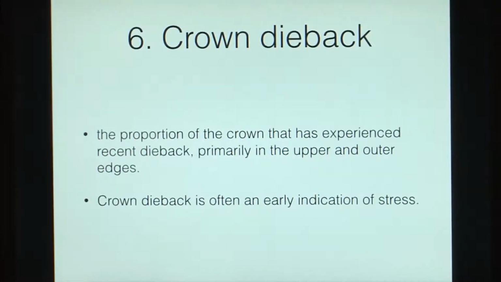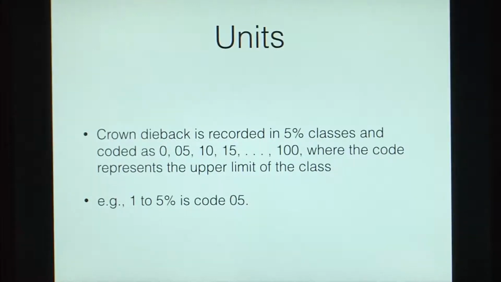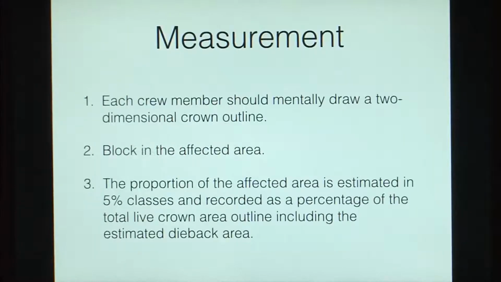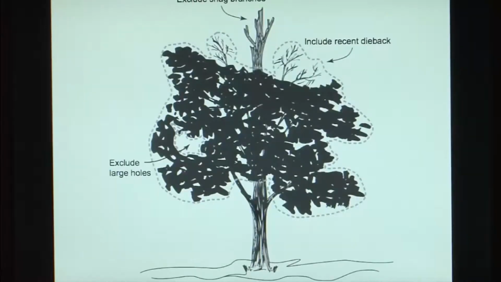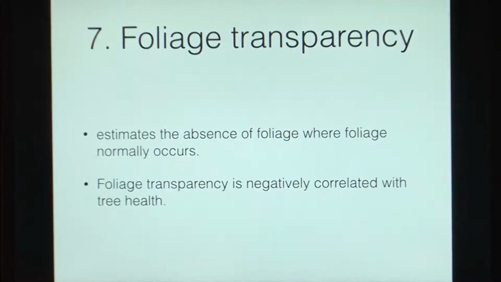Next we looked at crown dieback, which is an early indication of stress, and we recorded it in 5% classes from 0 to 100. In this case we drew a crown outline, blocked the affected area and then figured out how much is the dieback. Next we looked at foliage transparency, which gives us the absence of foliage where foliage should normally have occurred, and it is negatively correlated with tree health.